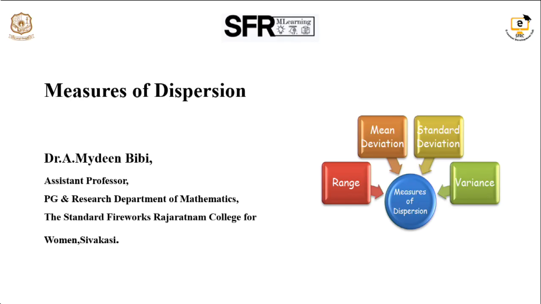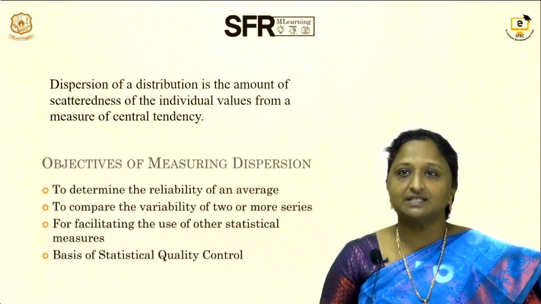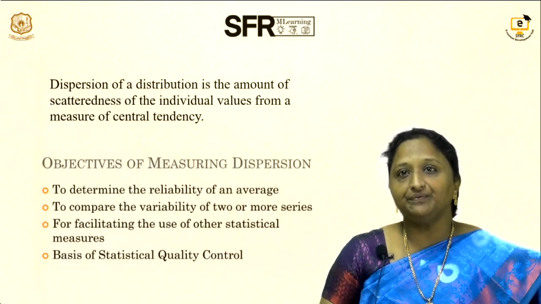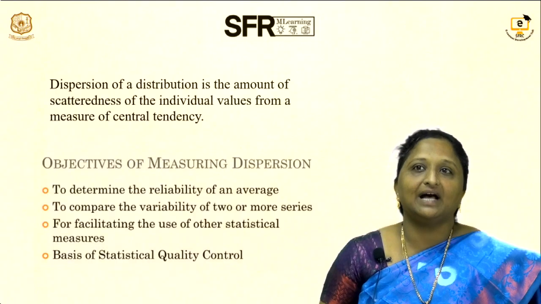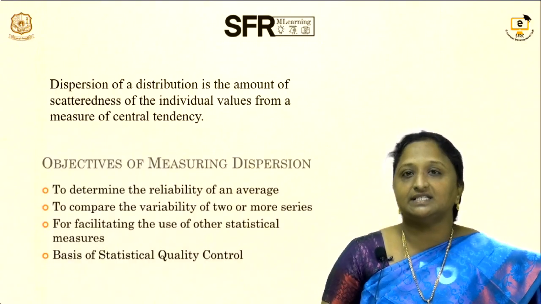Measures of central tendency give an idea of the concentration of the observations about the central part of the distribution. However, these measures are inadequate to give a complete idea of the distribution. We cannot form a complete idea about the distribution from the averages, but averages must be supported and supplemented by some other measures. One such is the measure of dispersion. Dispersion of a distribution is the amount of scatteredness of the individual values from a measure of central tendency.